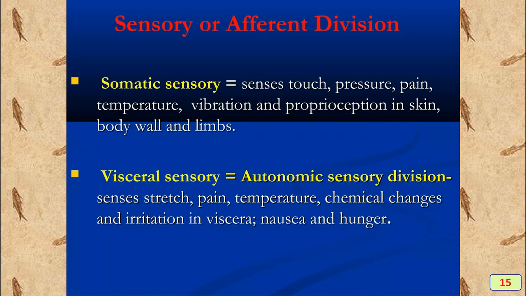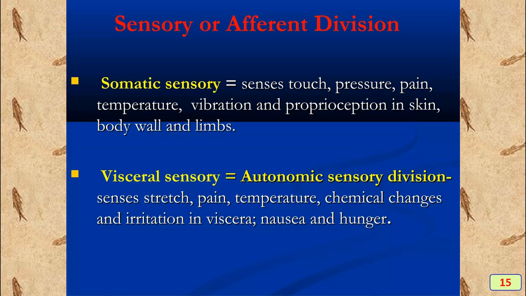Whereas the sensory or afferent division is present in somatic sensory, then visceral sensory. Whenever an animal or anybody feels pain, pressure, touch, temperature, vibration, then proprioception through the skin, body wall, and lips, the person or the animal can directly react to the sense of touch, etc., by reacting through the voluntary nervous system.